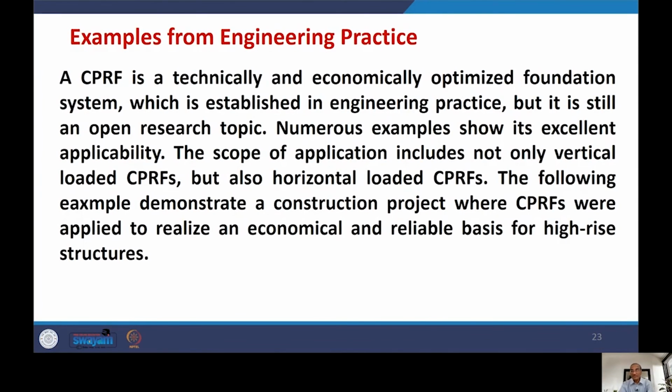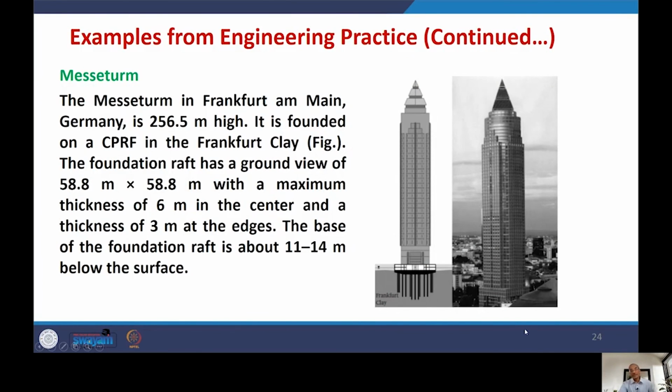So now let's discuss some examples from engineering practice. One example: a CPRF, first of all, is a technically and economically optimized foundation system, which is established in engineering practice, but it is still an open research topic. Numerous examples show its excellent applicability. The scope of application includes not only vertically loaded CPRF, but also horizontally loaded CPRF. The following example demonstrates a construction project where the CPRFs were applied to realize an economical and reliable basis for high-rise structures. So what you could see in this example is from engineering practice.